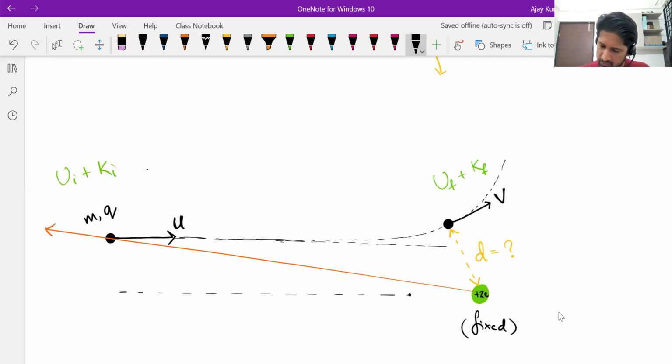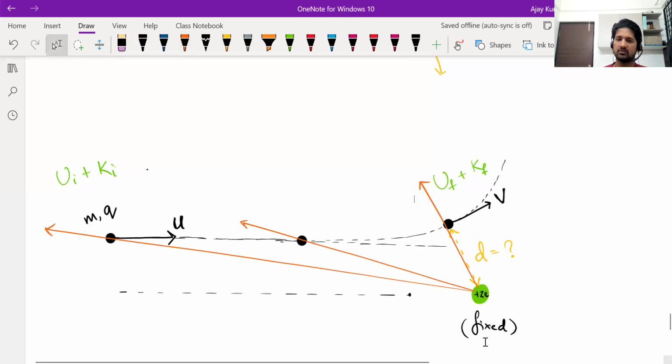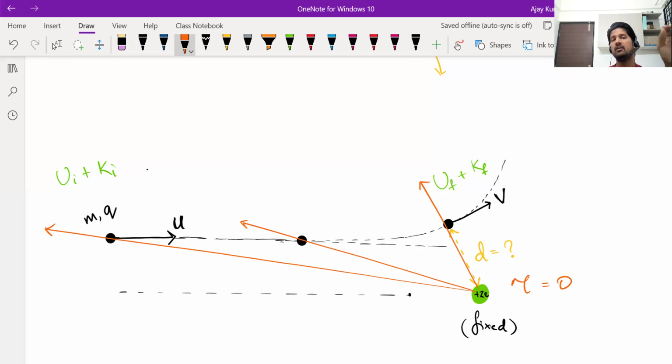Later, when the alpha particle comes to some place here, the line of action of the force will be this. Finally, when the alpha particle is nearest to the nucleus, the line of action of the force will be this, and so on. You can see that the line of action of the force always passes through the nucleus. And if the line of action of a force always passes through a certain point, the torque produced by that force about that point becomes zero. And if torque is zero, you can apply angular momentum conservation.